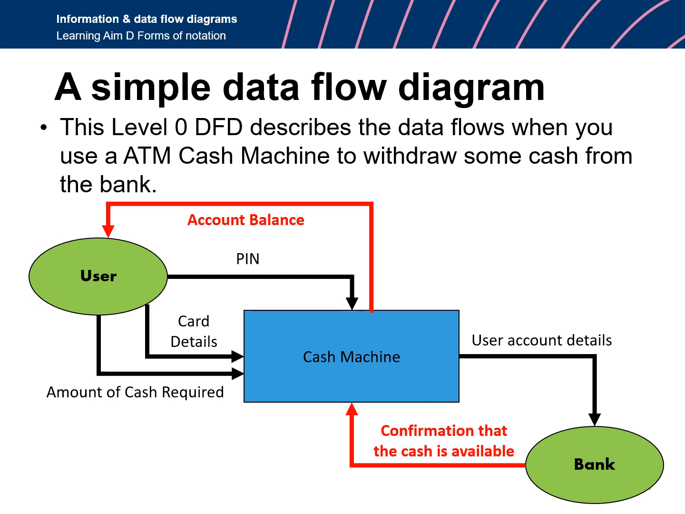You can see that the data input into the cash machine is the PIN and the card details by the user and how much money they'd like to withdraw. You can see the data that is then given back to the user from the machine is the account balance to let them know how much they have remaining. And that data also goes to the bank, so the bank knows who is withdrawing and if they are an authorized person. And they can confirm that the cash is available back to the cash machine before it is released. This means I can't withdraw £1,000 from the machine if I only have £100 left in my account.